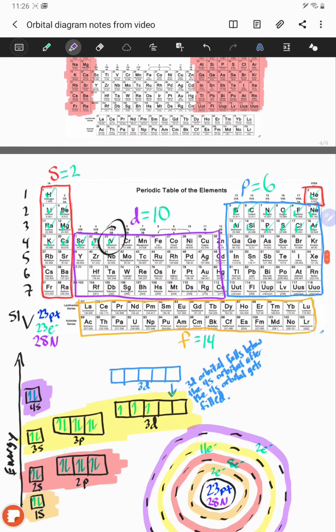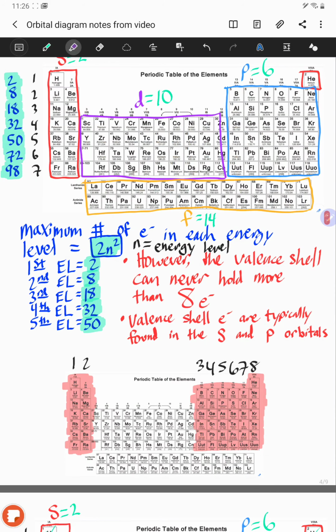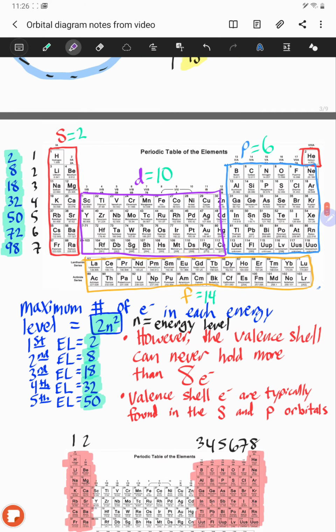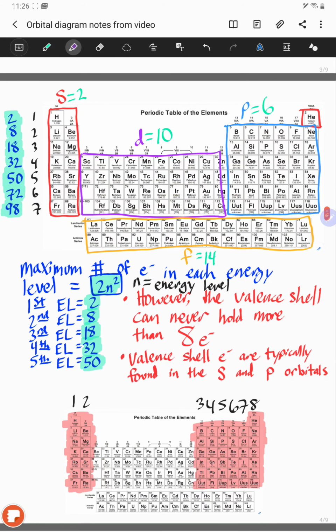Actually, we are going to end here, and then in my next video, I'm going to explain how to do electron configuration, and that'll be a really quick video and really quick concept. But hopefully that helps clear up any confusion and help to expand in our understanding of how to draw orbital diagrams.